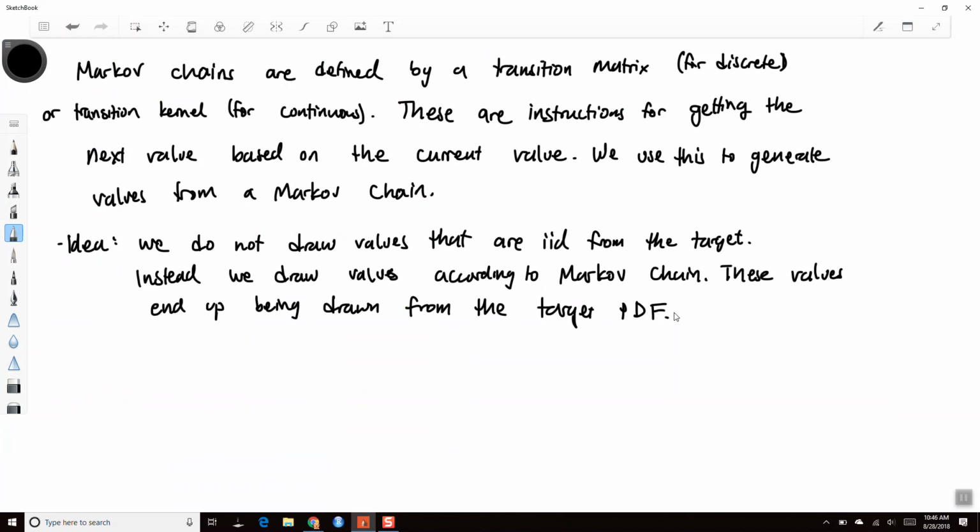A Markov chain will run in a shorter amount of time. It might still be a few hours, but it'll run in a shorter amount of time and give us much better estimates because it is drawing values a lot more efficiently, okay?